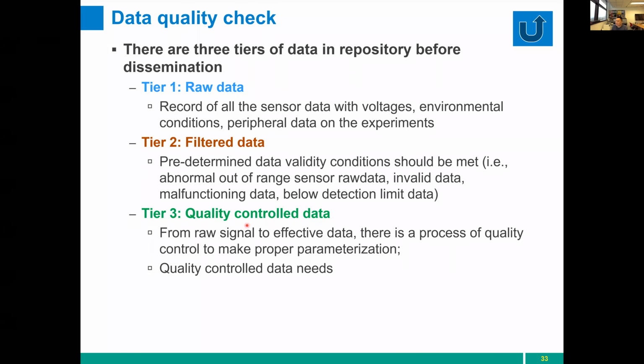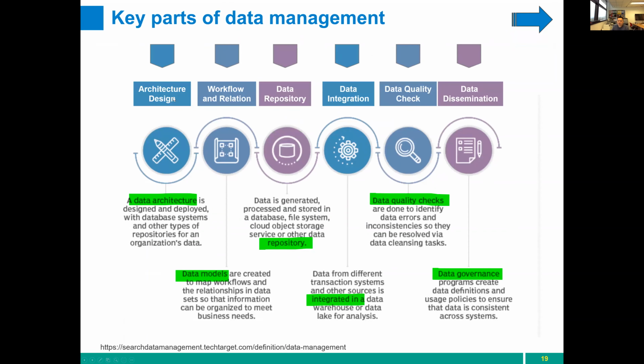If you forget the diagram, let me put this one back again. So here, what I just mentioned, we talked about the architecture design, the workflow and the relation, how we can implement a database and a server with the interface platform, and how you can save the data repository and the data integration. Now, this part is about the data quality checks.